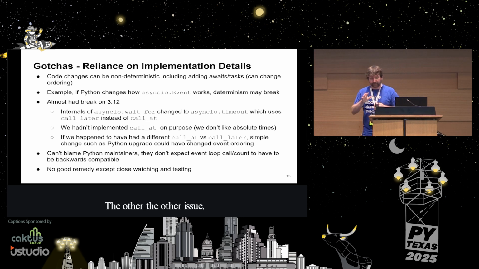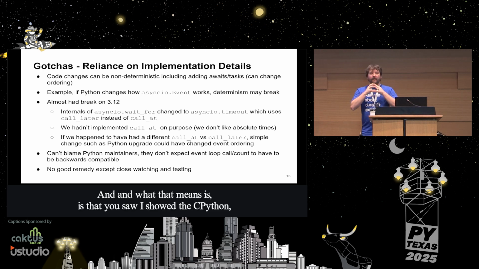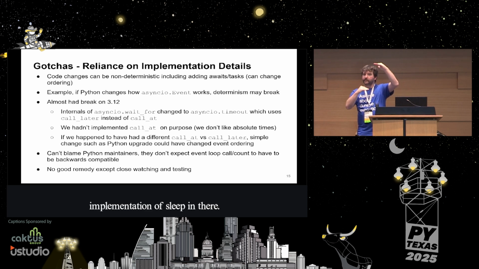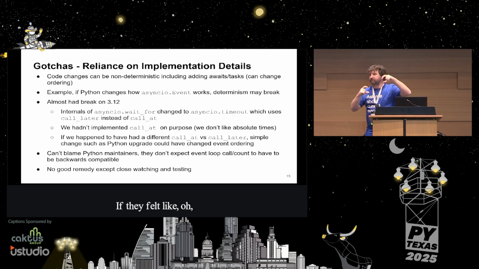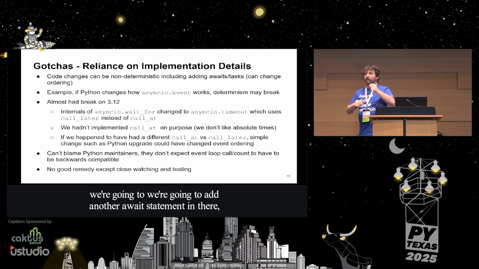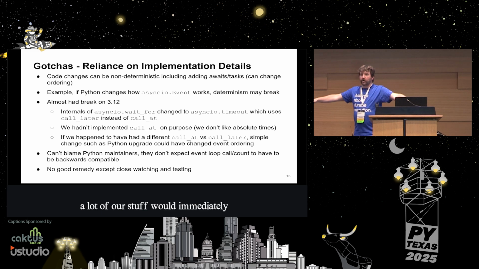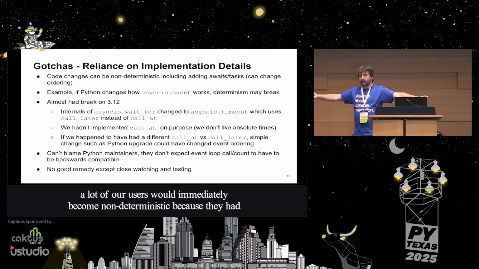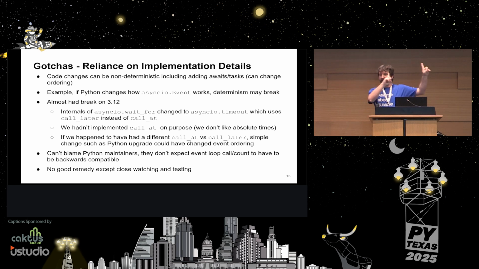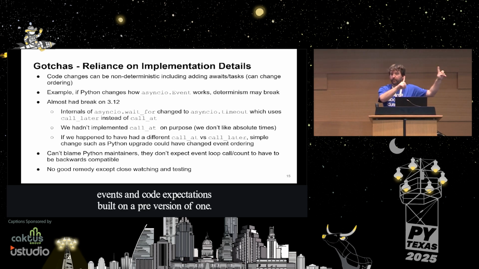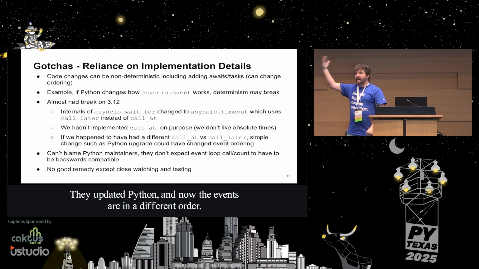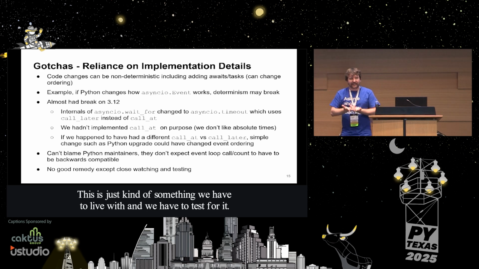The other issue. This means Temporal puts a lot of trust into the CPython implementation details. And what that means is, you saw I showed the CPython implementation of sleep in there. If they felt like, we're gonna add another await statement in there, a lot of our users would immediately become non-deterministic because they had events and code expectations built on a pre-version of one. They updated Python, and now the events are in a different order. This is just kind of something we have to live with and we have to test for.